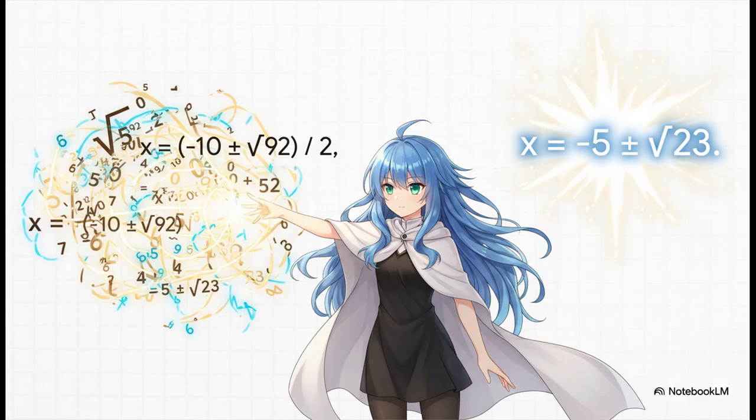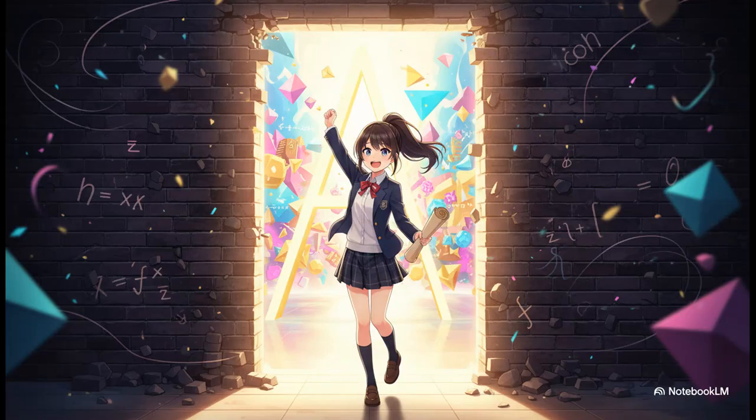After one last little simplification step, we get our two answers. X equals -5 plus or minus the square root of 23. And boom, there it is. A nice, clean solution to a problem that looked completely impossible just a few minutes ago. See, that's the real power of this formula.